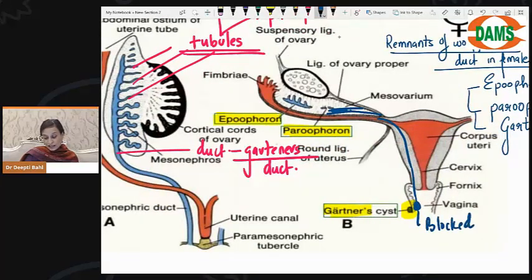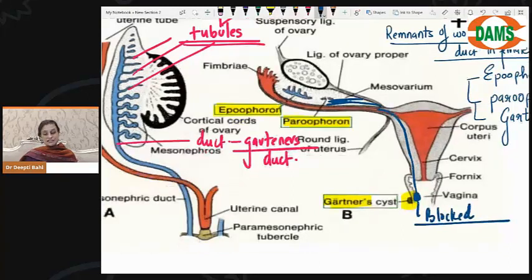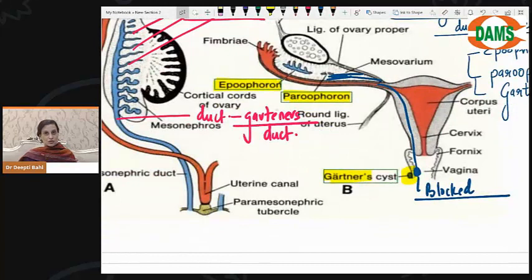It has an opening. So sometimes when it is present in its entirety, yes, Farhan, the mesonephric duct is the Wolffian duct. Sometimes the opening of the Gartner's duct can get blocked. When the vaginal epithelium proliferates, the duct opening gets blocked. What will happen if the opening gets blocked? It will develop collections inside, and then it will form a Gartner's duct cyst.